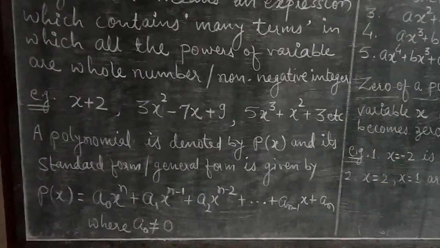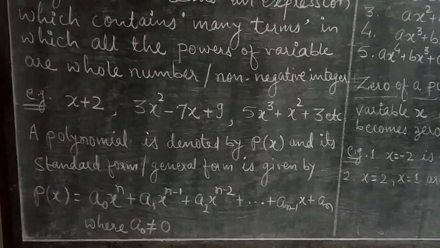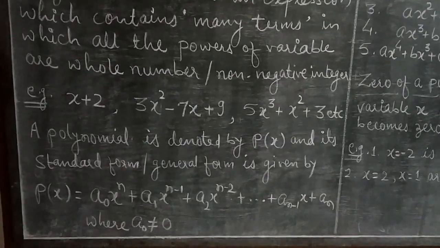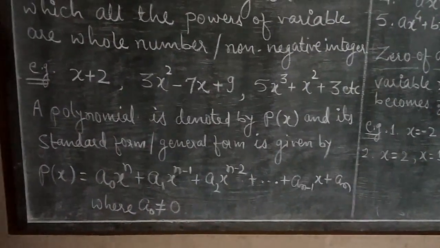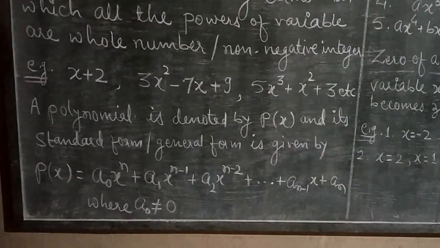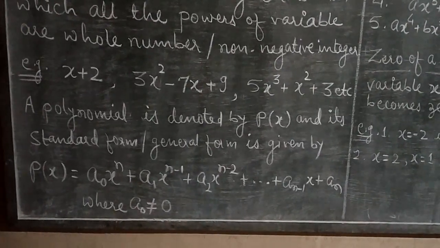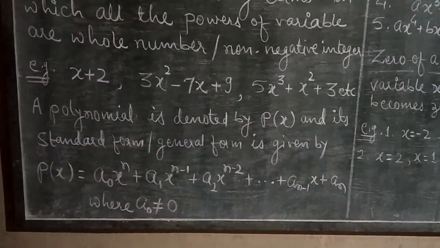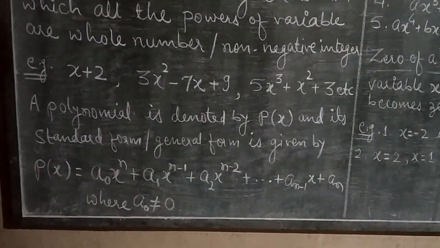Generally, a polynomial is denoted by p of x, where x is the variable. If we are using the variable y, we will write p of y. And its standard form or general form is given by p of x equal to a naught x to the power n plus a1 x to the power n minus 1 plus a2 x to the power n minus 2 plus dot dot dot plus an minus 1 x plus an.